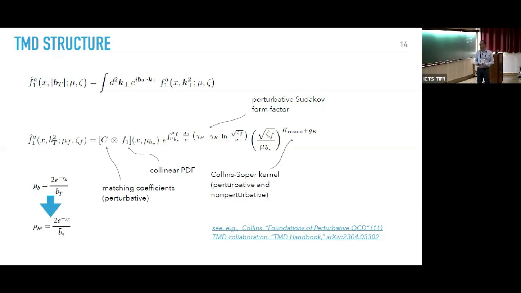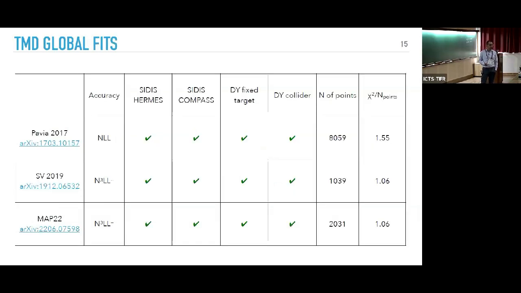So this is a table showing you the three most complete extractions of unpolarized TMDs. They are complete in the sense that they use all available data from semi-inclusive DIS to Drell-Yan. In Drell-Yan, you have fixed-target data, so relatively low Q, but also collider data, including LHC data. And the number of points here, for instance, in the MAP22 extraction, is of the order of 2,000. And as you see, these extractions can achieve a very good description of the data, meaning that the formulas seem to be in good shape.